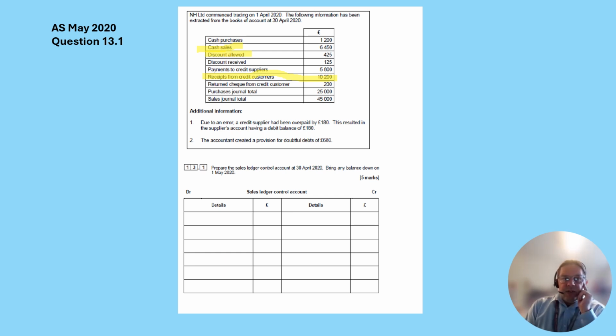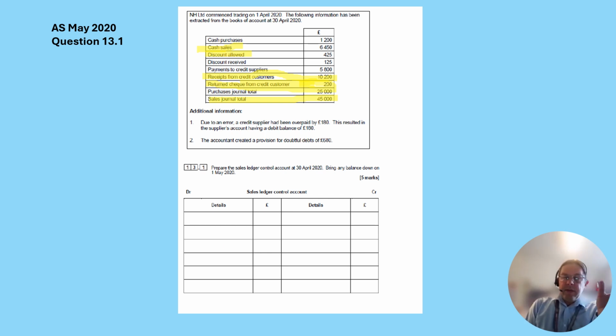A returned cheque from a credit customer. So this is a dishonoured cheque. So the cheque comes back from the bank. That will go on the debit side because we increase the amount that we're owed. And so they've got to pay us it again because that payment didn't go through. Purchase journal, that's clearly for the purchase ledger control account. And then finally, sales journal total. The sales journal total is the amount we've sold.